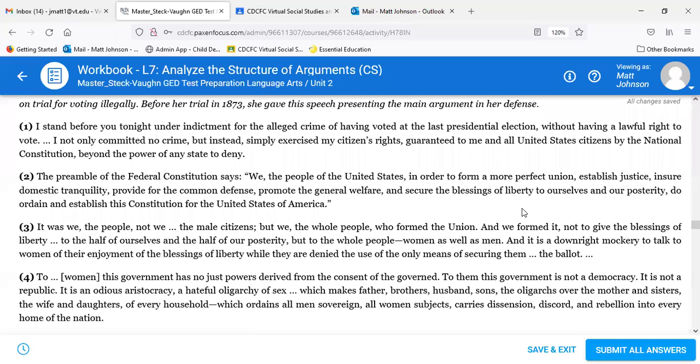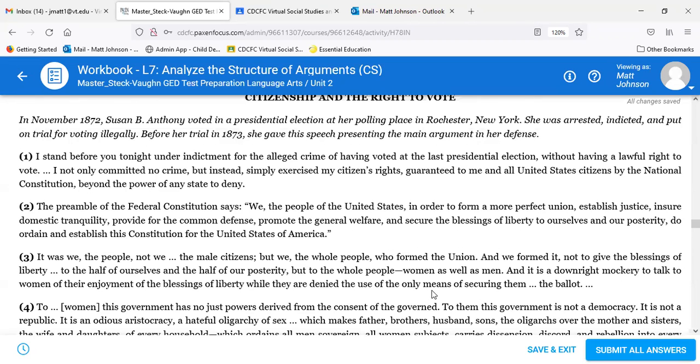I stand before you tonight under indictment for the alleged crime of having voted at the last presidential election without having a lawful right to vote. I not only committed no crime, but instead simply exercised my citizens' right, guaranteed to me and all United States citizens by the national constitution, beyond the power of any state to deny.